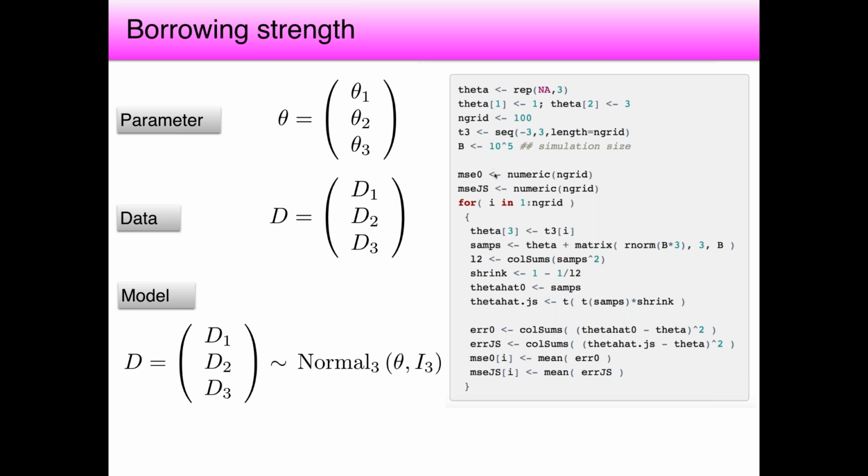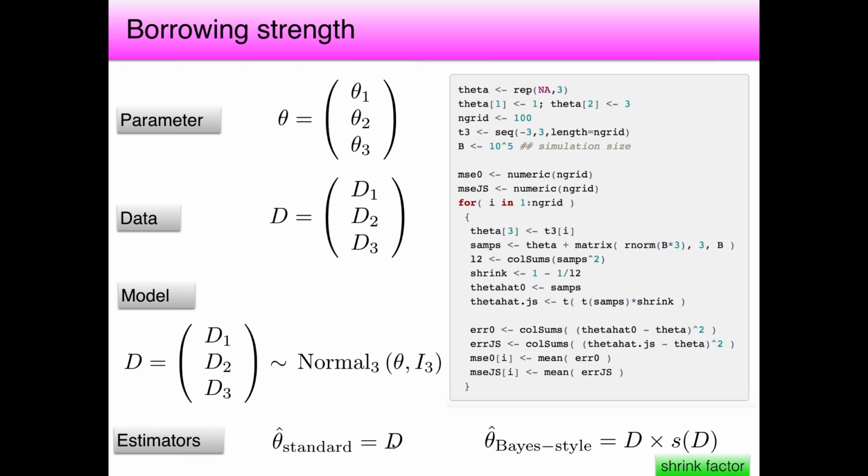Now, the question is, if I use the data, I want to use the data somehow to estimate the unknown quantities, the thetas. There's no psi in this story. There's just unknown thetas. I could use the standard estimate, which is to use the data themselves as estimates of their expected values. That's the standard estimate, which I calculate in this code, and I look at the error of that estimate. And in a way, I'll show in a second.